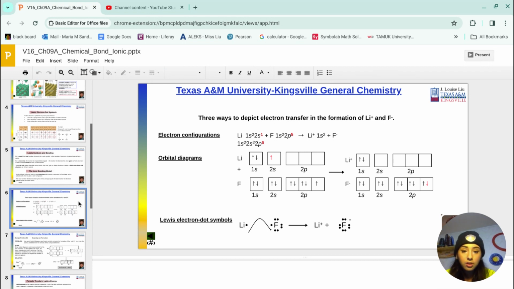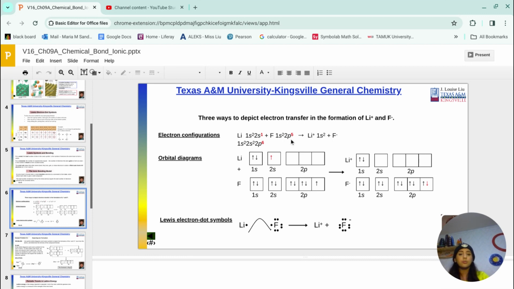So in our electron configurations, you can see that our Li is 1s2, 2s1 plus F 1s2, 2s2, 2p5. And you can see that here our 1 and our 5 are going to change. So it becomes Li plus 1s2 plus F minus 1s2, 2s2, 2p6. This changed to a 6.